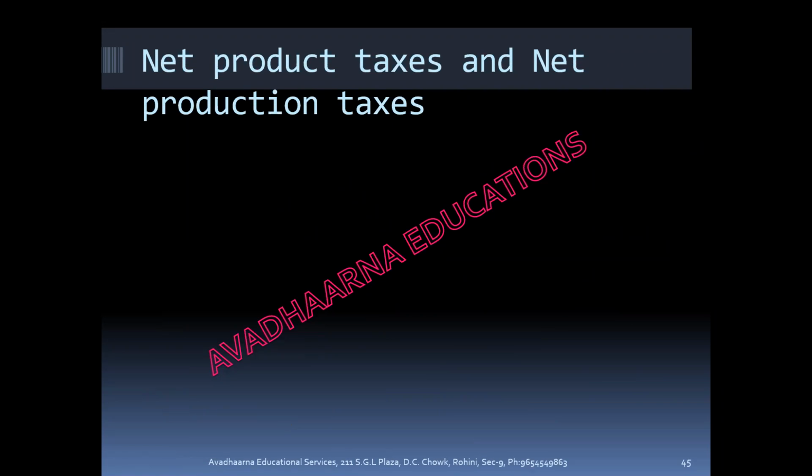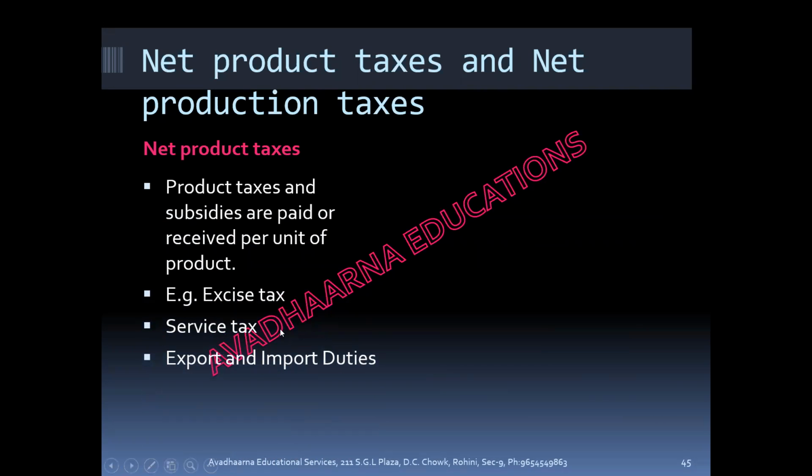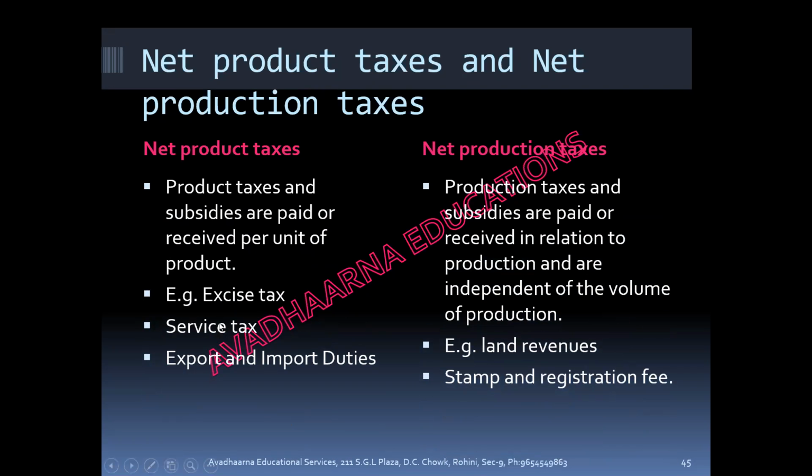Now, net product taxes and net production taxes. Product taxes and subsidies are paid or received per unit of product. For example, excise tax, service tax, export and import duties. Net production taxes and subsidies are paid or received in relation to production and are independent of the volume of production. For example, land revenue or stamp and registration fee on the land.